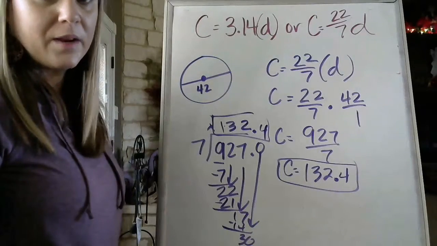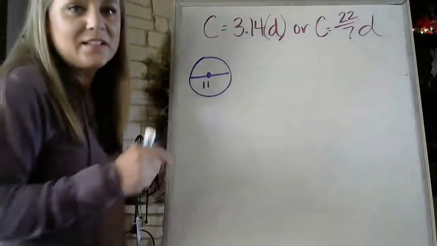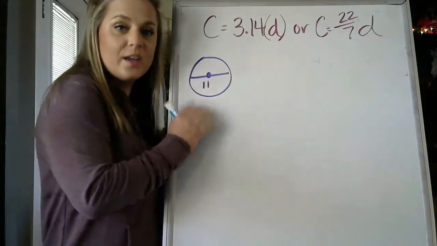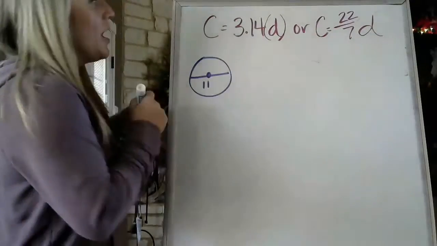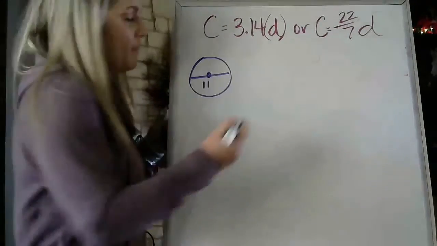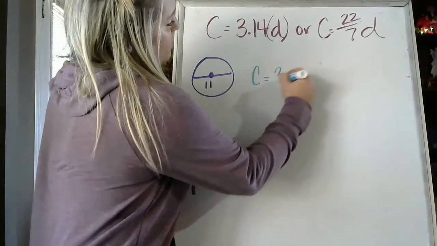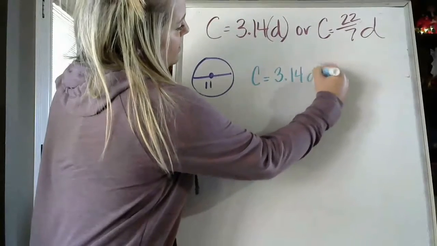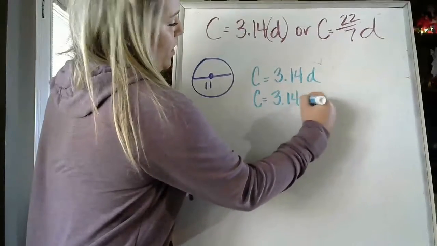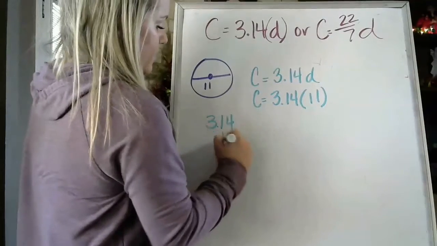So I'm going to stop real quick and I'm going to rewrite. Okay. All right. So now I have a circumference. I find the circumference of this circle. The diameter is 11. This time I'm going to use 3.14 because I'm more comfortable multiplying with decimals. Okay. Let's see. Circumference equals 3.14 times the diameter. So 3.14 times 11. So I'm just going to set it up over here.